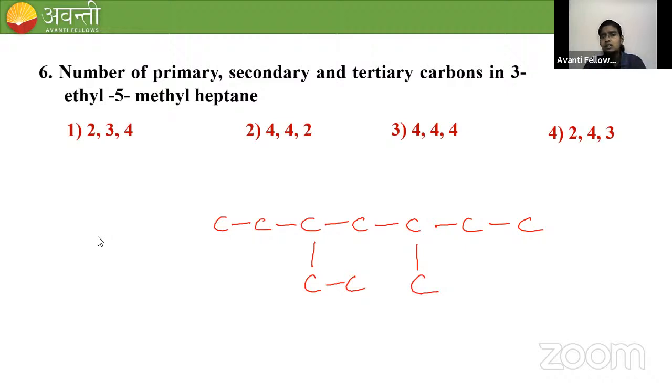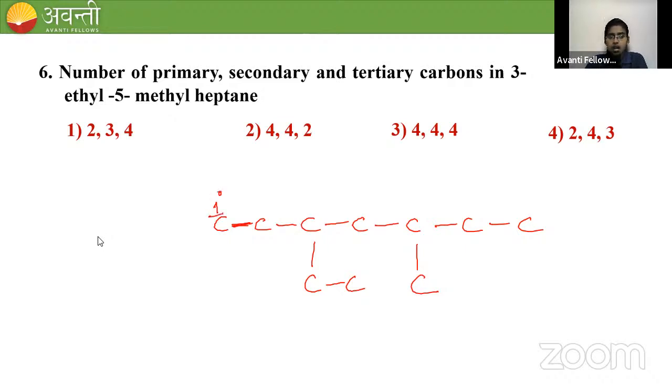If a carbon is attached with only one carbon, then that carbon is called a primary carbon. If a carbon is attached with only one carbon, it is called a primary carbon. So now you check for those kinds of carbon in this compound. You can see this terminal carbon is attached with only one carbon to the right side of it, so it is the primary carbon.